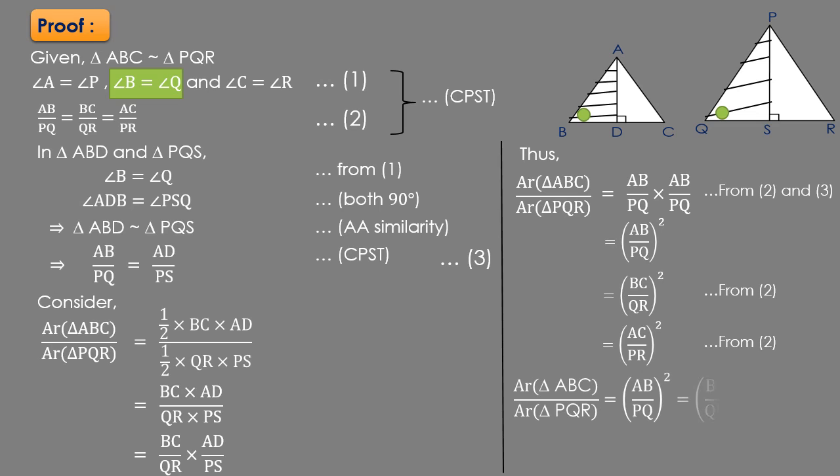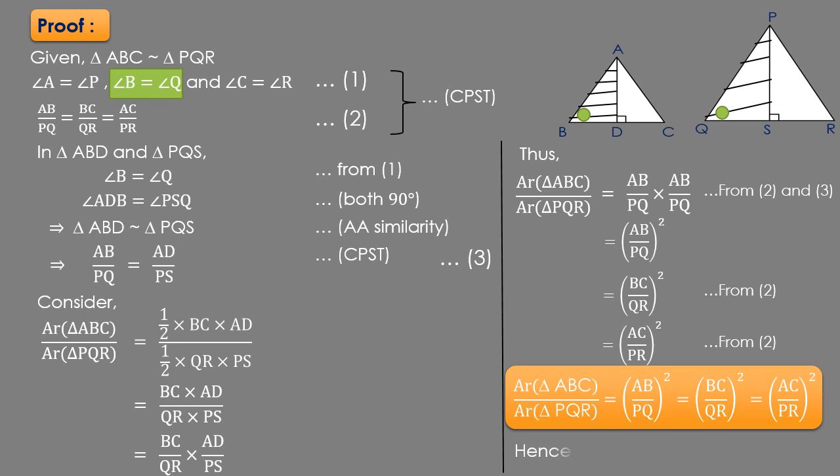So we can write this as square of AC upon PR, again from equation number 2. Combining this all, we can write area of triangle ABC upon area of triangle PQR is equal to AB upon PQ whole square, is equal to BC upon QR whole square, is equal to AC upon PR whole square, which is the proof of this theorem. So we can say that if we are given two similar triangles, then the ratio of their areas is equal to the square of the ratios of the corresponding sides. Hence proved.